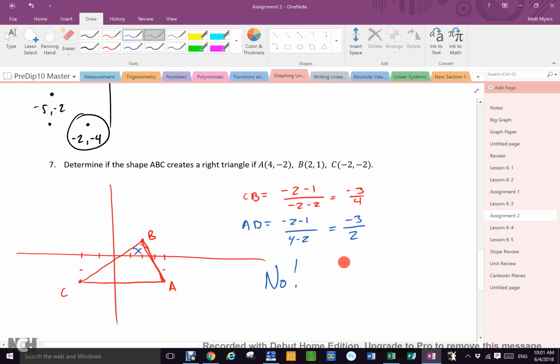Which part? You found 2 slopes and you checked if they were perpendicular. What do you need me to go over? Can you find a slope? Do you know how to find slope when you have 2 points? That's all I did. I found the slope of CB and I checked it against BA, and they were not opposite reciprocals.